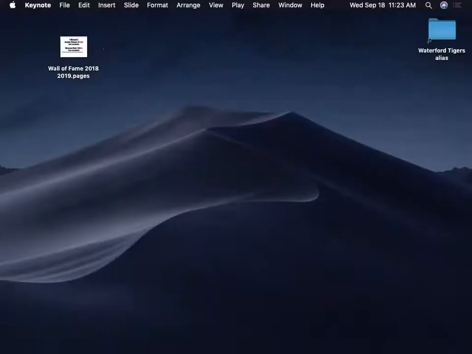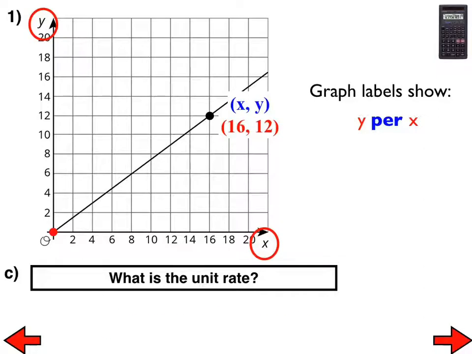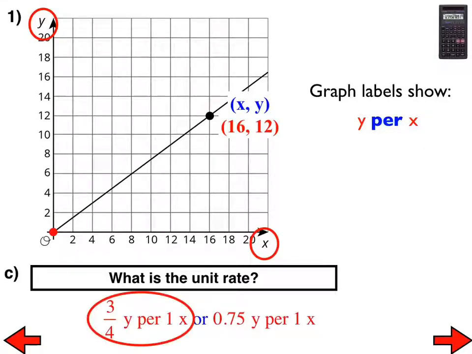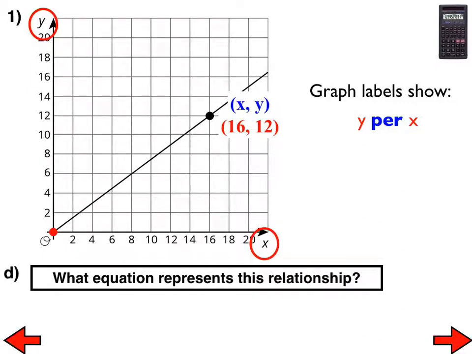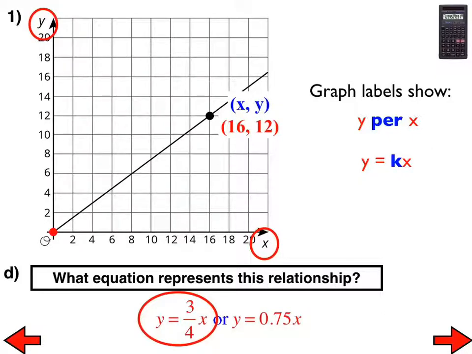And then we have the equation. I think everybody can figure out the equation. Go ahead and figure out the equation. And that should take all of about 5 seconds. What is the equation? Tell me, please. Y equals 3/4 x. Very good. We can look on our axes. We're using y and x, so it is y equals 3/4 x or y equals 0.75 x.